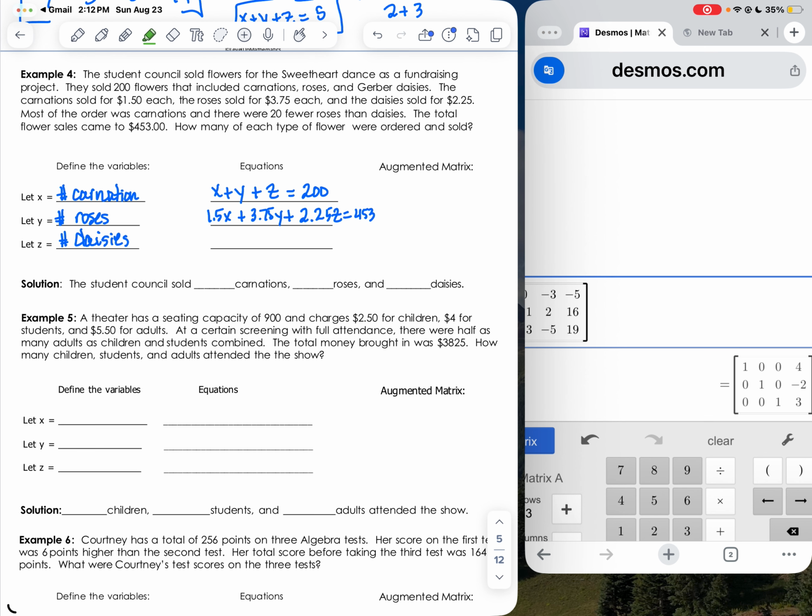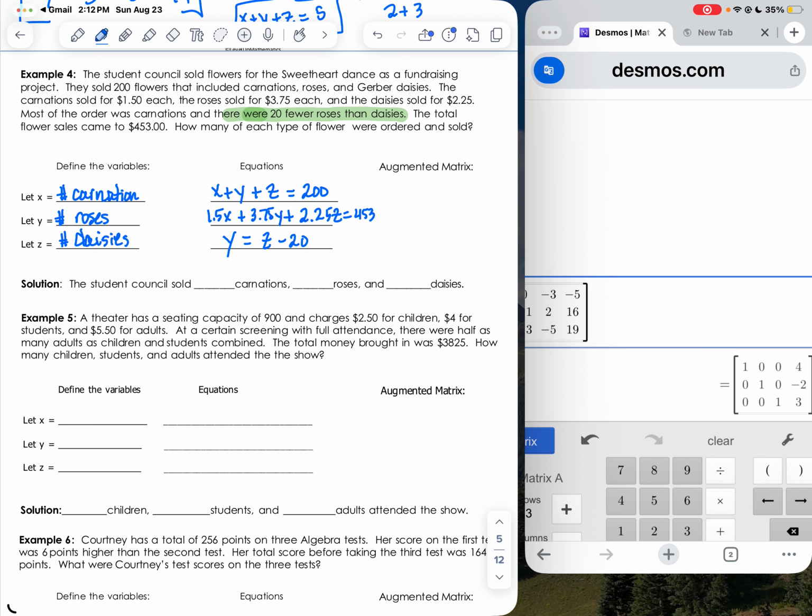Let me underline where it's going to come from. There were 20 fewer roses than daisies. Well, what I want you to notice is that it said the word roses first. So I'm going to put roses, the variable that stands for roses is y, so I'm going to put y equals. And it's 20 fewer roses than daisies. So daisies was z, and we want 20 fewer than that. So it would be minus 20.